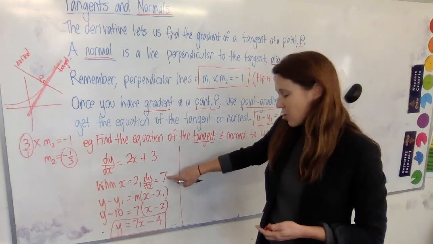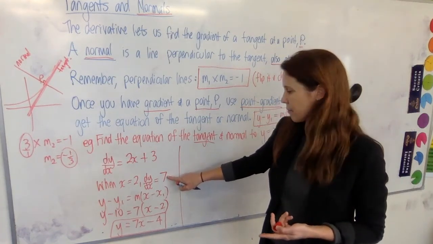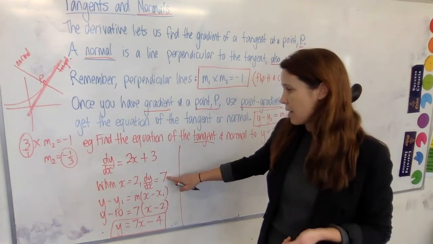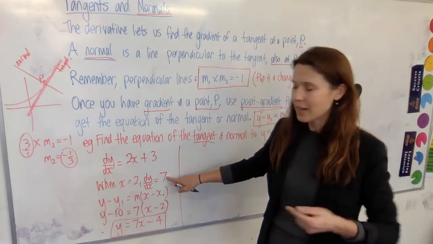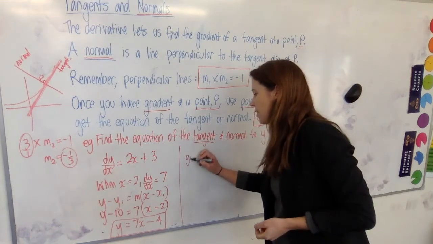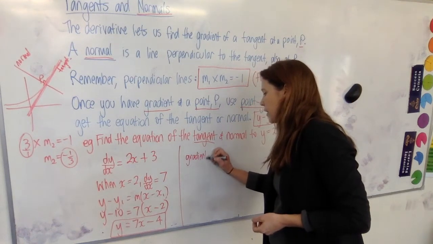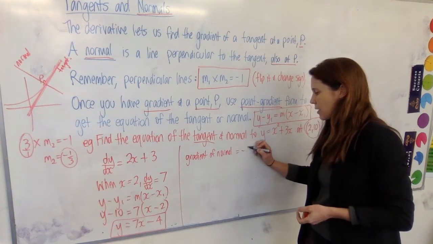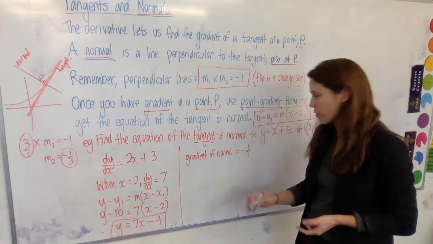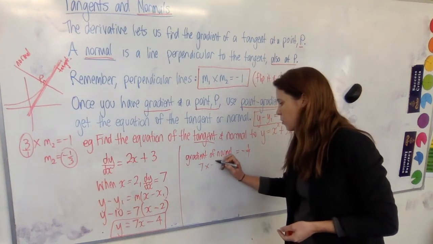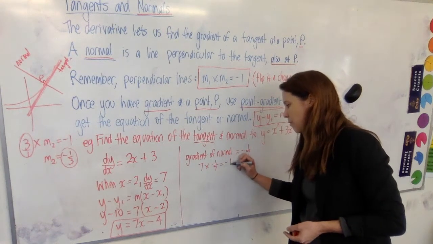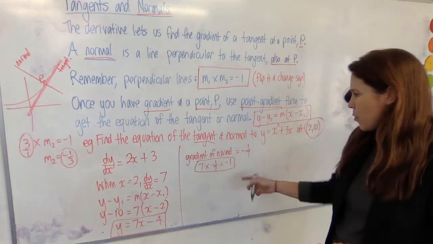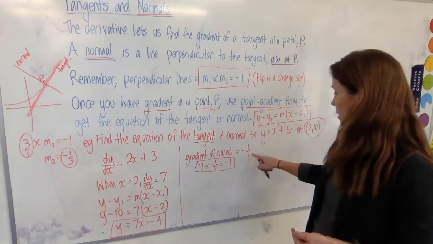If the tangent had a gradient of 7, then I know that I can flip that upside down and get 1/7, and change the sign to get -1/7, and I can just write that down. The gradient of the normal equals -1/7. And if I want to prove it, I can show 7 times -1/7 equals -1. That's just like a little proof to show anybody who's looking at my work that I know what I'm doing, and I've got a reason for this gradient.